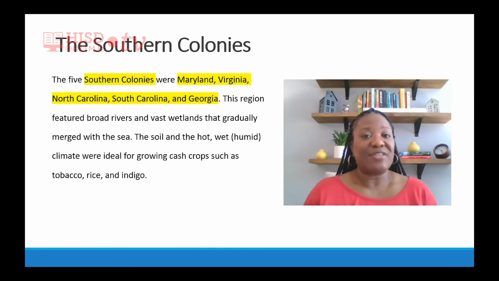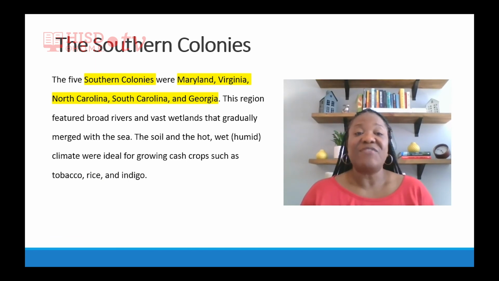And now let's look at the Southern Colonies. The five Southern Colonies were Maryland, Virginia, North Carolina, South Carolina, and Georgia. This region featured broad rivers and vast wetlands that gradually merged with the sea. The soil and the hot, wet, humid climate were ideal for growing cash crops such as tobacco, rice, and indigo. Remember that a cash crop was grown to be sold. It wasn't grown for the farmer's own use, but in order to generate income.